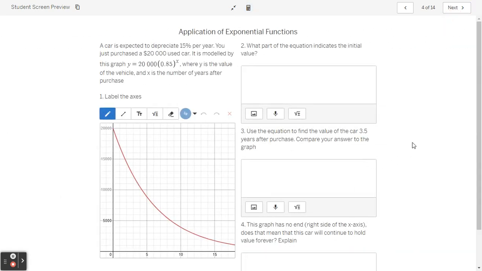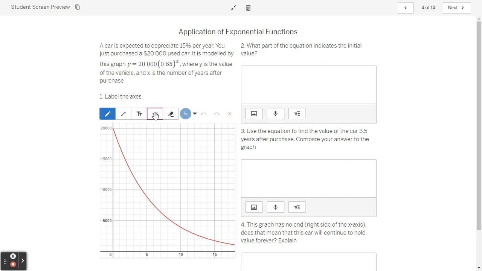Let's do another example of this. A car is expected to depreciate 15% per year. Depreciate is the opposite of growth, so the value of your car is going to go down. You just purchased a $20,000 used car. This graph is modeled by the equation y is equal to 20,000 times 0.85 to the power x, where y is the value of the vehicle and x is the number of years after purchase.